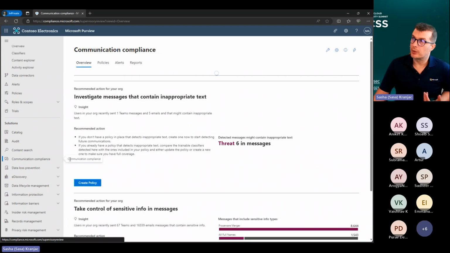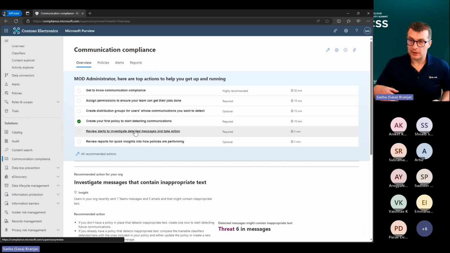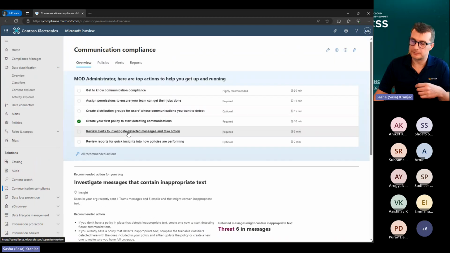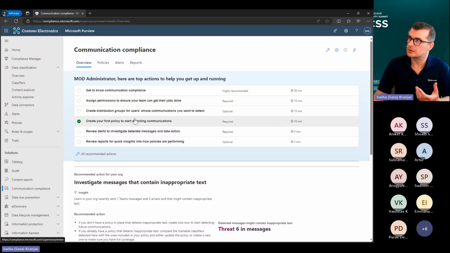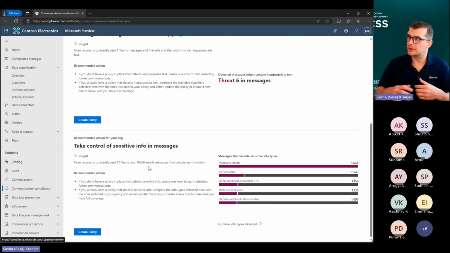We have communication compliance. Communication compliance deals with governing and enforcing compliance between different parties, and making sure that we stay compliant. So this is going to protect us from sensitive info in messages, for example, like profanity and so on.